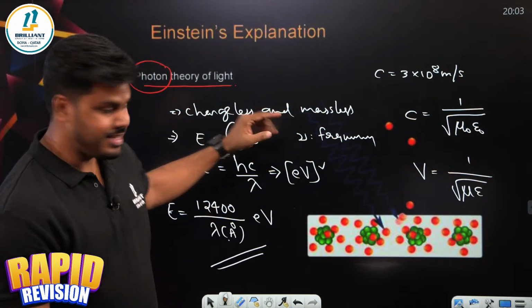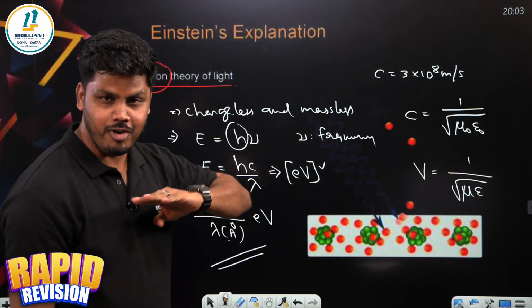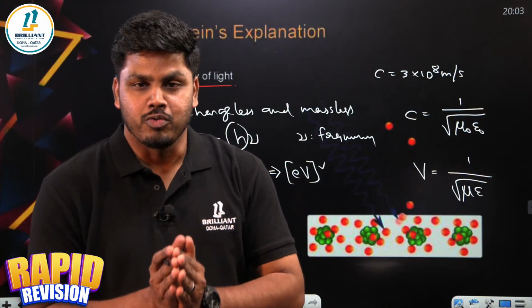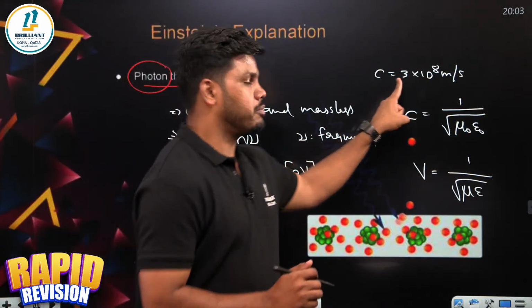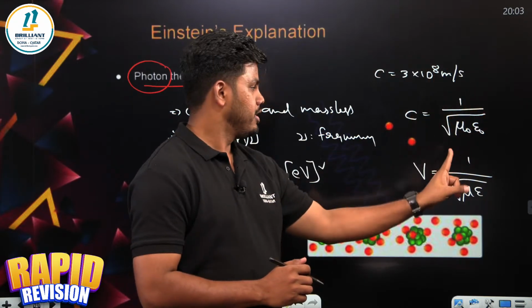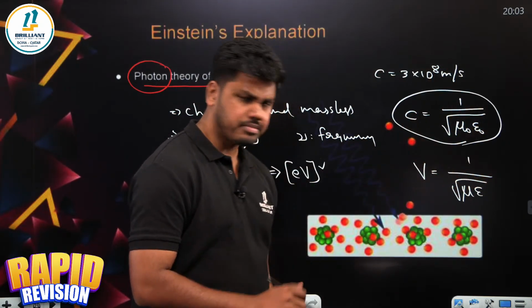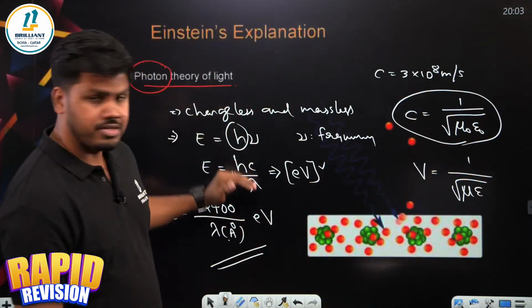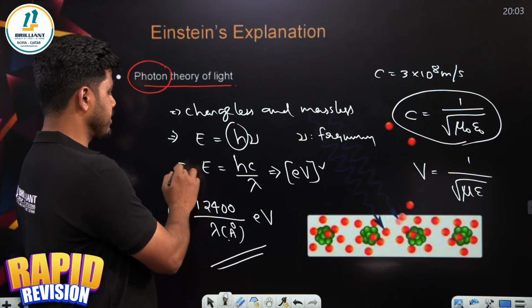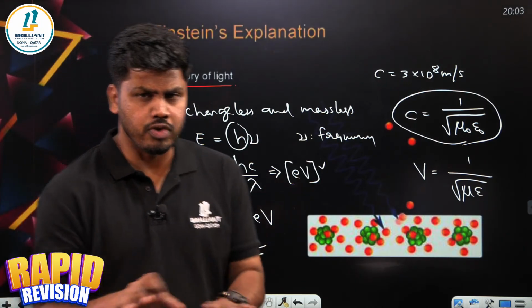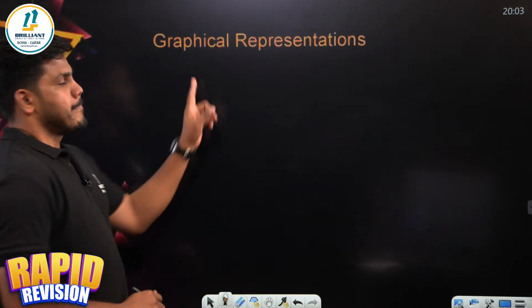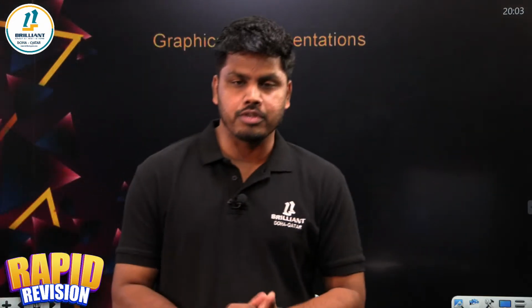They are chargeless and massless. Their speed is the same: all the photons, irrespective of their frequency, irrespective of their wavelength, have the same velocity in vacuum, and that is 3 into 10 raised to 8 meter per second, which is represented in terms of permeability and permittivity. Okay, they are chargeless, massless. Their energy can be calculated like this. So basically, at least these 4 or 5 properties you have to remember for photon, which we will use in our further discussions, right? Okay, so that was the photon theory.